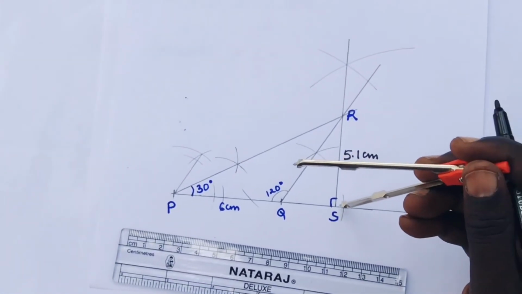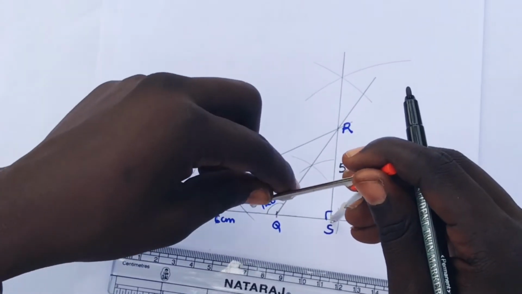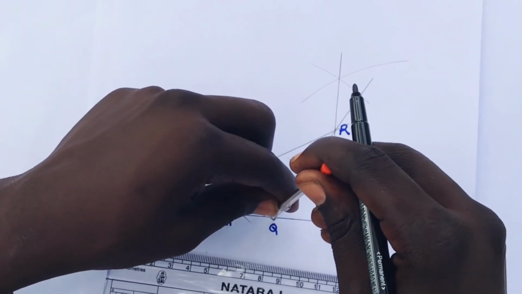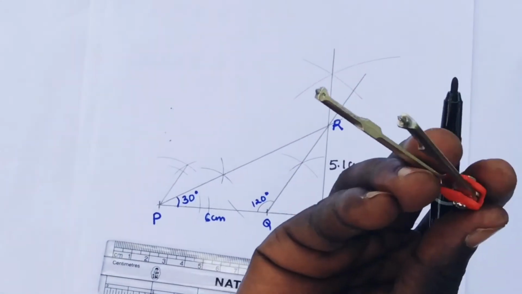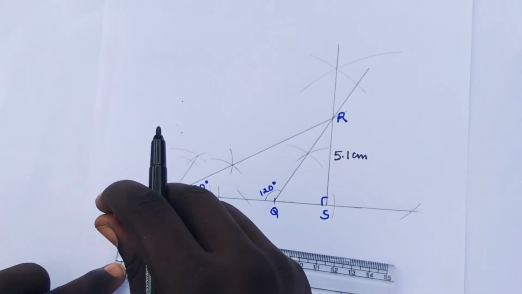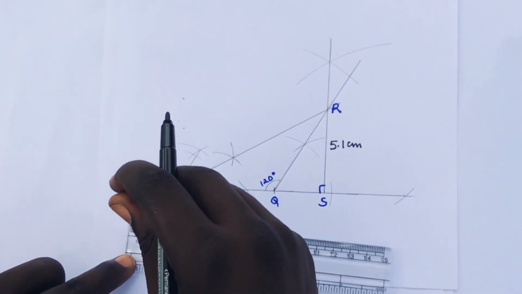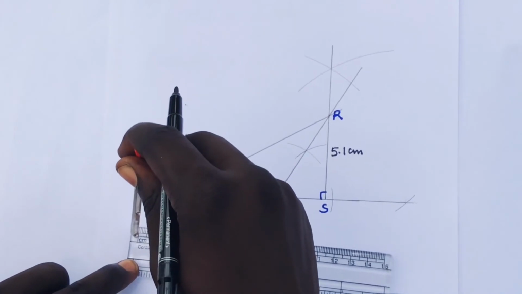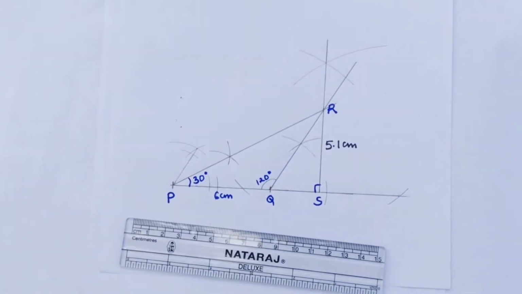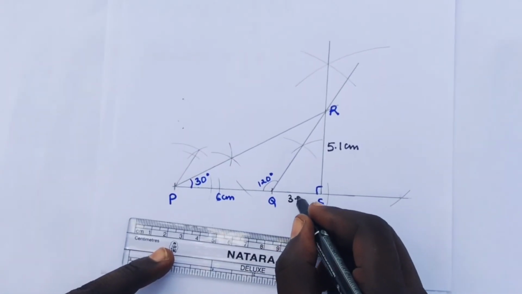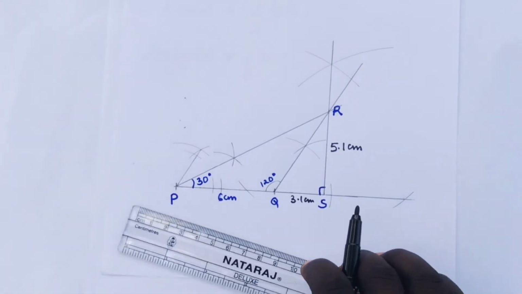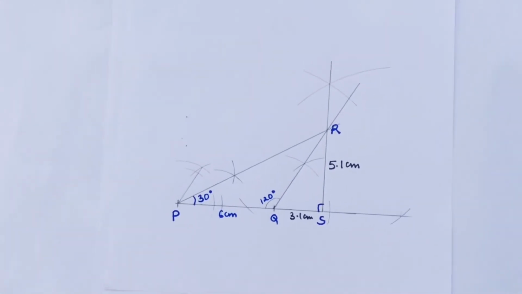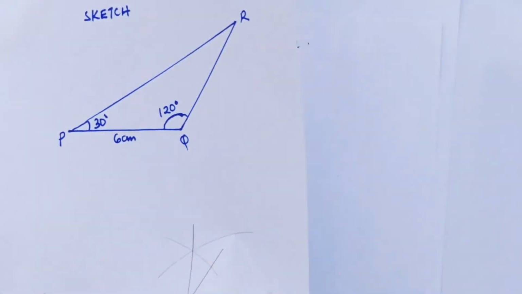But I will need QS. So let's just get QS because we need it as an independent value. QS is right there. So this is the gap that we need. We go back to our ruler, put at the zero mark, and you find that it is 3.1. We are getting it as 3.1 centimeters. That is for QS only.